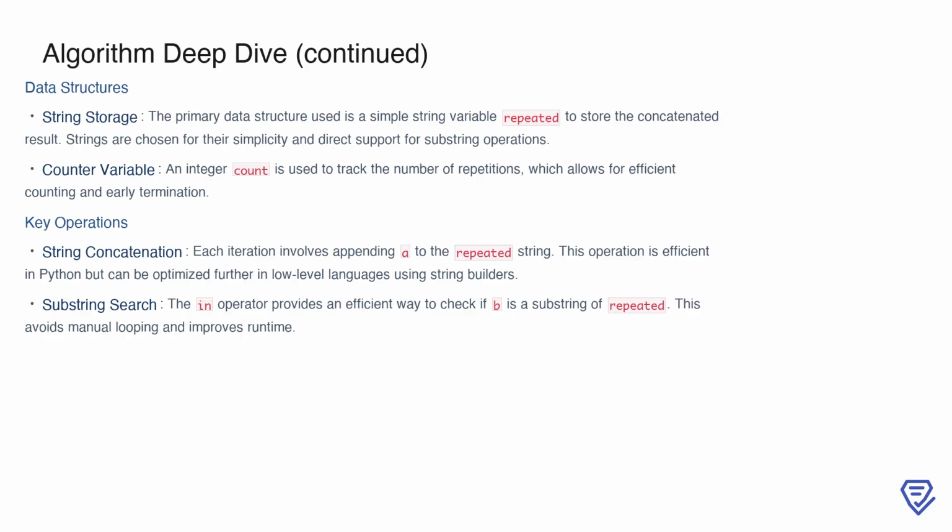Key operations in the algorithm include string concatenation, where each iteration appends a to repeated. While string concatenation in Python is efficient, in lower-level languages, this step can be further optimized using string builders or similar tools. Another critical operation is the substring search, performed using Python's in operator. This operator provides an optimized way to check if b is a substring of repeated, eliminating the need for manual iteration and improving runtime efficiency. Together, these data structures and operations ensure the algorithm remains both simple and effective.